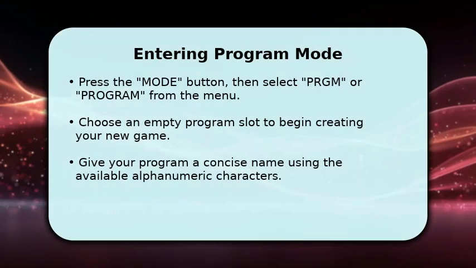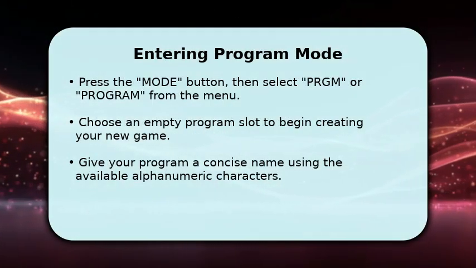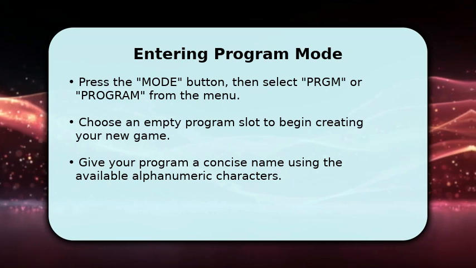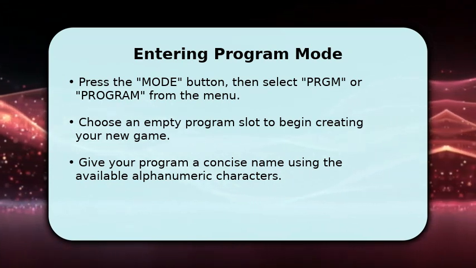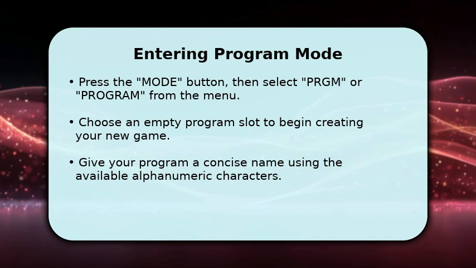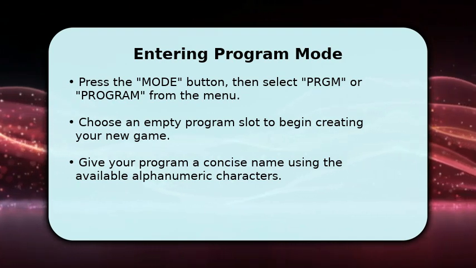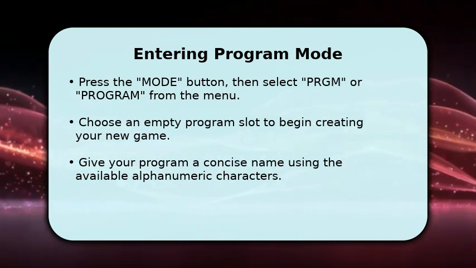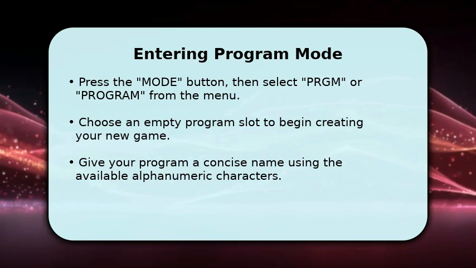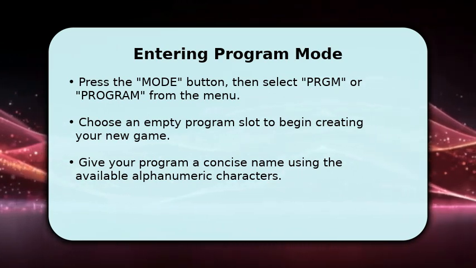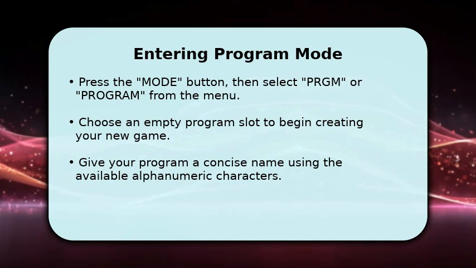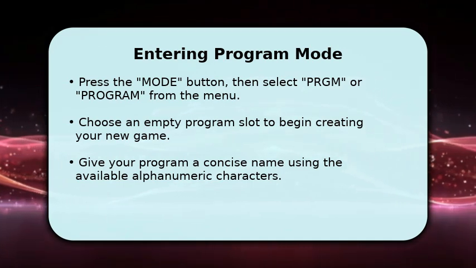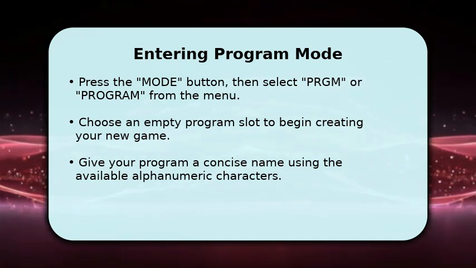To begin, you will need to access your calculator's program mode. First, press the Mode button, then navigate to and select the PRGM or Program option. Next, choose an empty program slot, typically labeled with a number, to start a new program. Finally, assign a short, descriptive name to your game using the calculator's alphanumeric input, then press EXE to confirm.